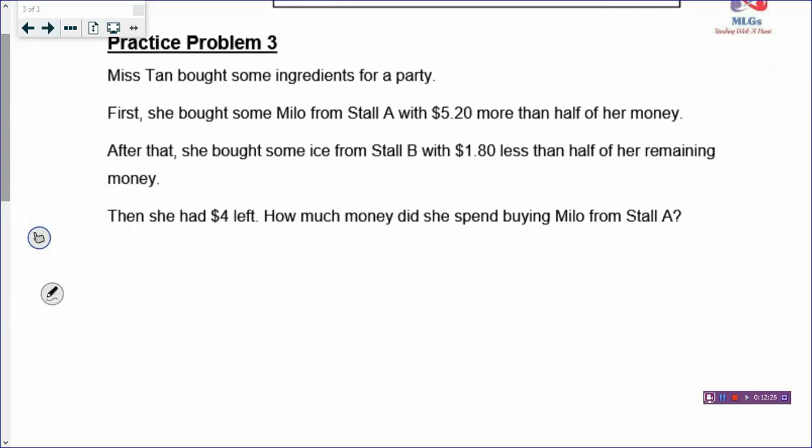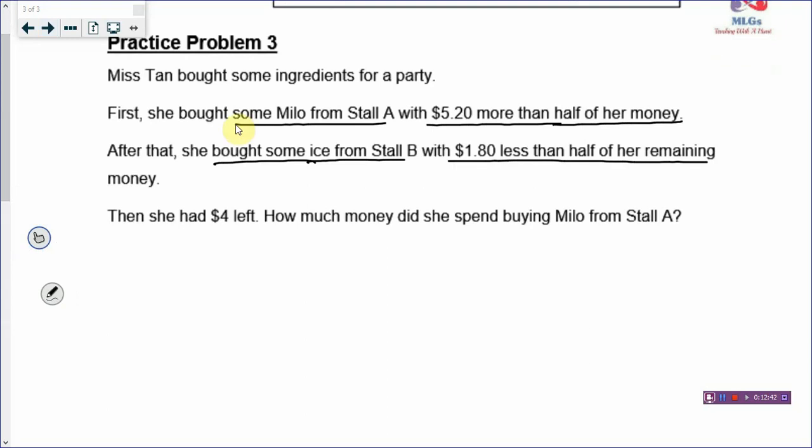Now, Miss Tan bought some ingredients for a party. First, she bought some Milo from store A with $5.20 more than half of her money. After that, she bought some ice from store B with $1.80 less than half of her remaining money. Then she had $4 left. So how much money did she spend buying Milo from store A?